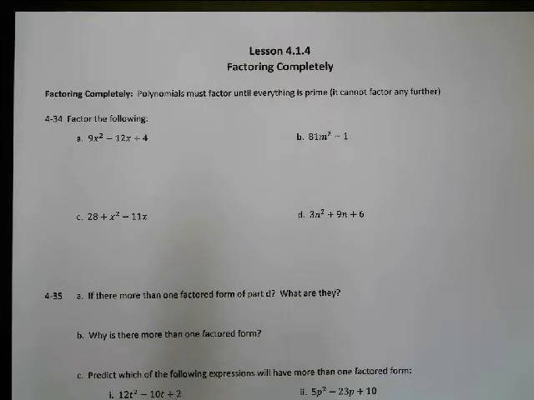So to factor completely means when we factor, everything must factor so that it can't factor again. So we have to make it prime so that it can't factor any further. All right, so factor the following. Now, if we're factoring completely, the first thing that I want you to do is always look for a GCF first. See if you can find one, factor it out first.